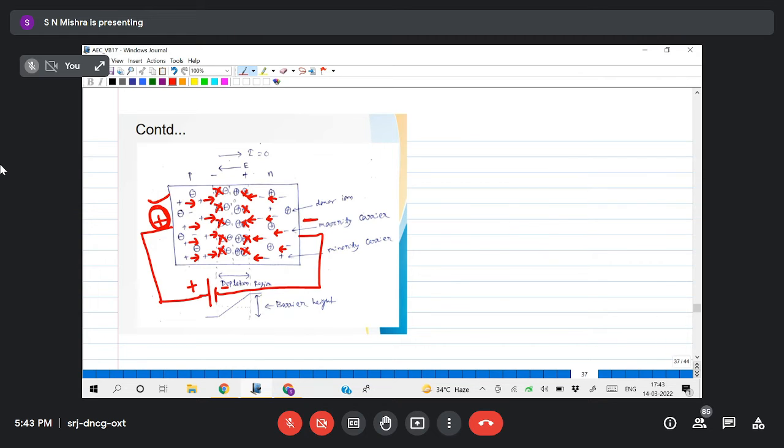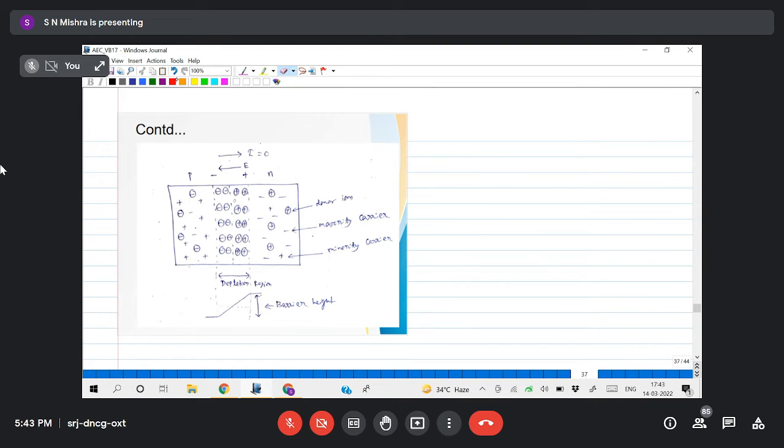Now, what will happen? You see, now I have the depletion region restricted to this area only. Compared to the previous condition where the depletion region is from here to here, now the depletion region decreases. Yes, decreases, sir. Now the depletion region decreases, which means the barrier potential will decrease or increase?